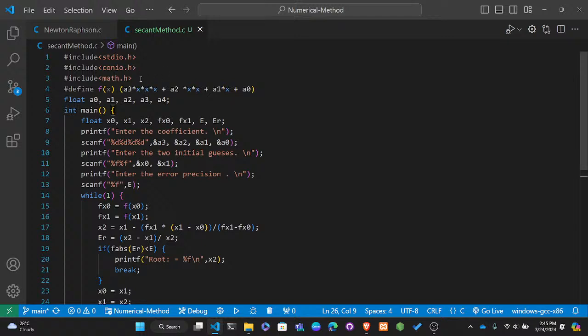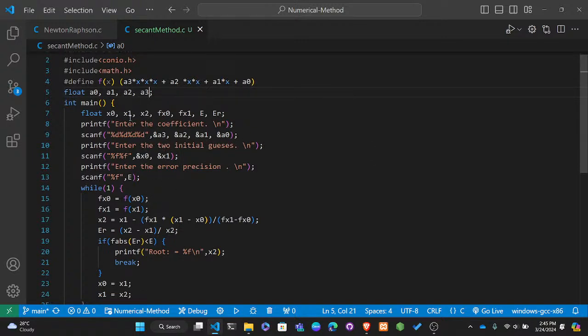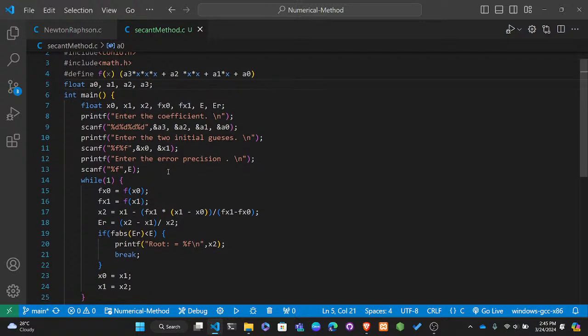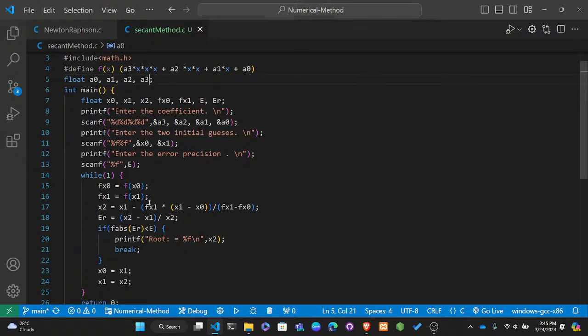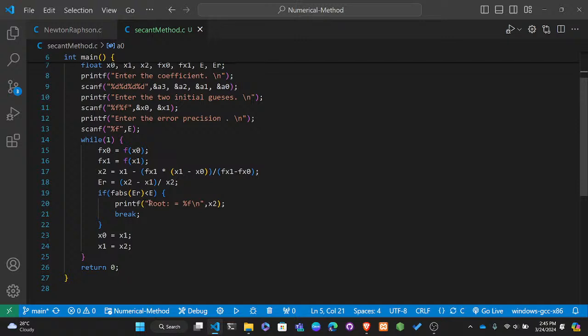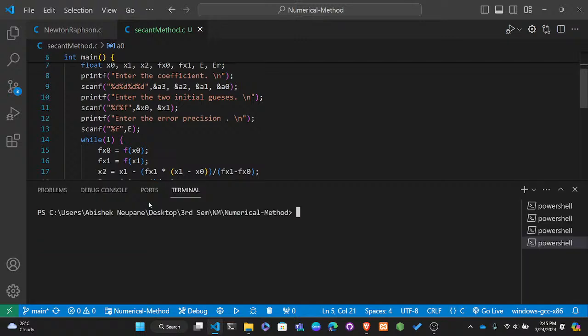stdio.h, conio.h, math.h. Define f(x); f(x) is defined and that will be a3x. Okay, correct. A0, A1, A2, A3. Oh, there is no A4. I don't know why I'm using A4. x1, x0, x1. Okay, x2, f(x1). Okay, x0, x1. I don't know why there is an error. Oh, let's build again.